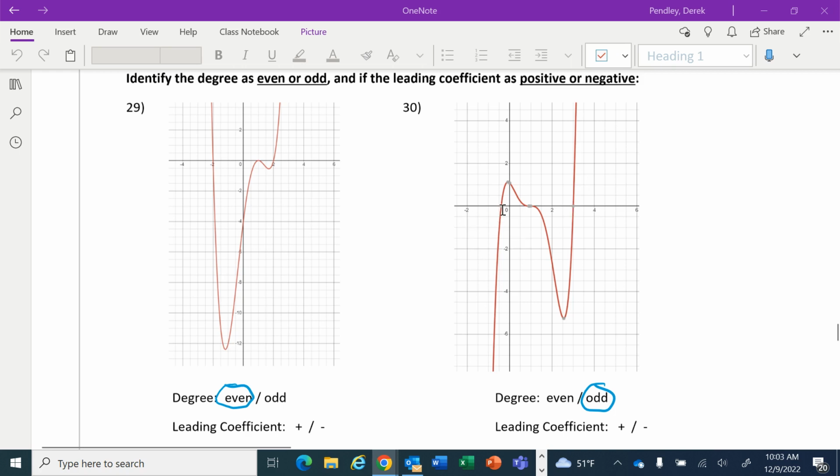So the left side is negative, it goes down, that's negative. The right side's positive, it goes up, so it's positive. So that means that the leading coefficient must be positive because they're doing the appropriate action that they're supposed to be doing. All right, give me 1 second because it's not popping up.